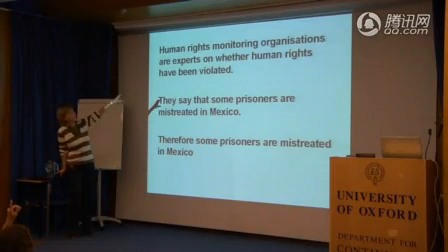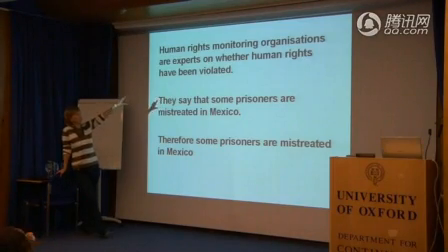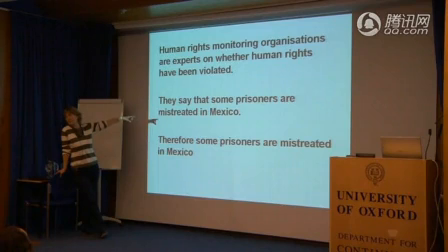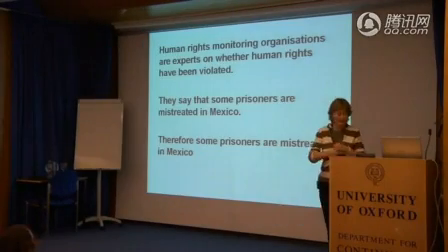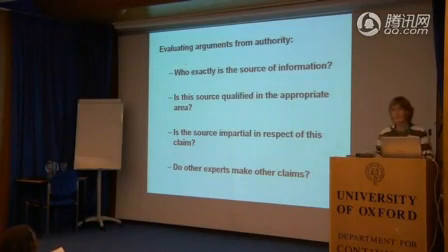Okay, you might say here, the first premise is they may be experts on whether human rights have been violated, but are they experts on whether somebody's been mistreated? Are they perhaps seeing trivial forms of mistreatment as violations of human rights or something? Is that what you mean? Yep, okay. Well, let's have a look at this.